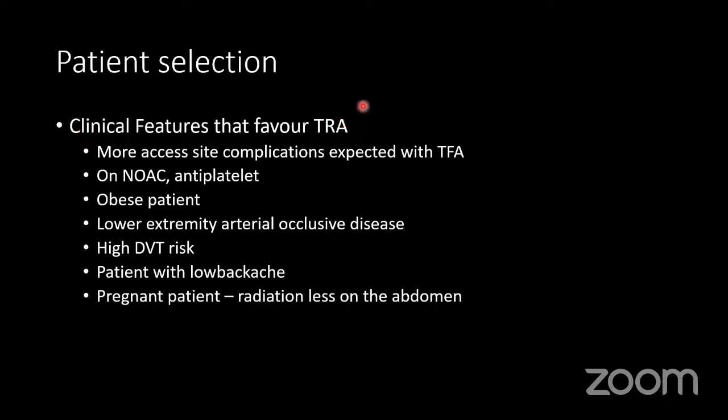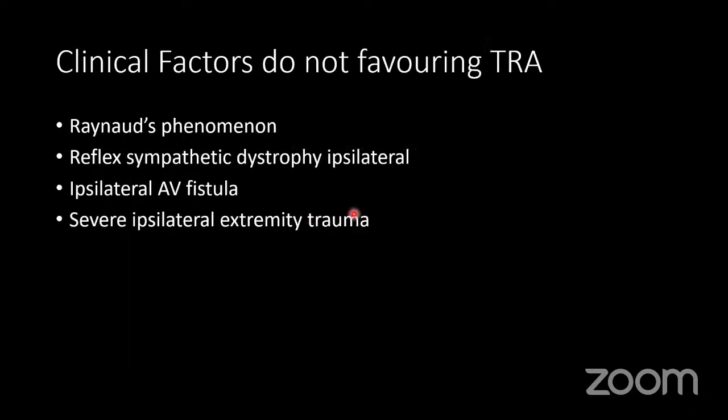about patient selection in neurointervention, clinical features that favor transradial access: a patient who is likely to have more access site complications, like an obese patient, a patient who has a bleeding diathesis, who is taking anticoagulation or antiplatelets, and having distal extremity occlusive disease, and high DVT risk, because femoral access will make the patient immobile for some time. Then a patient having low backache, and a pregnant patient, where the radiation to the abdomen and groin area can be shielded while operating in the upper limb. So this is how patients are selected.